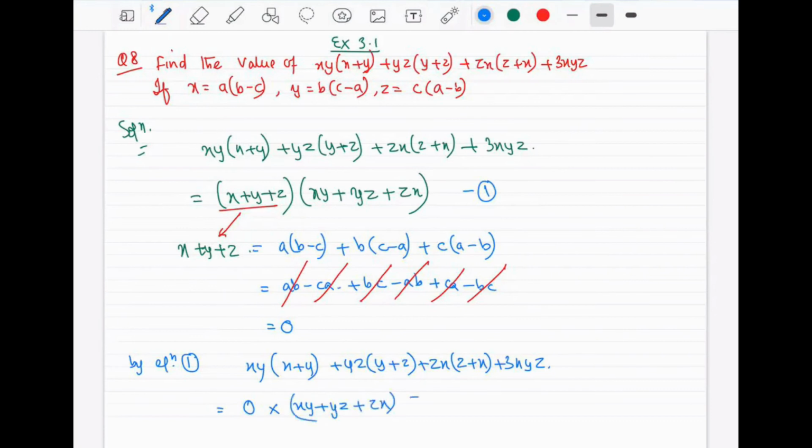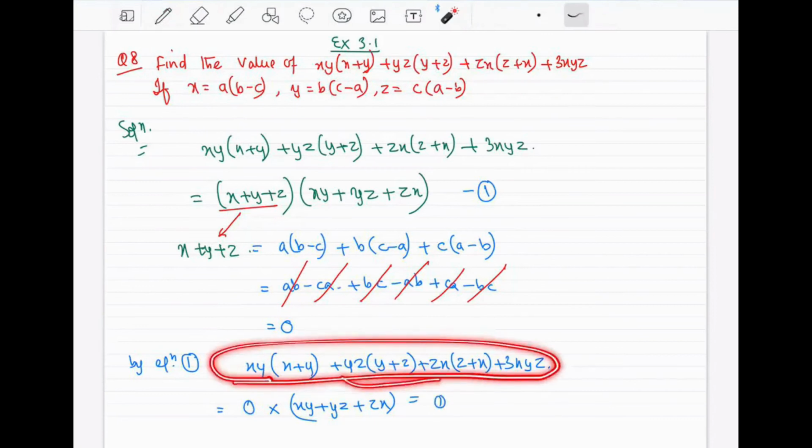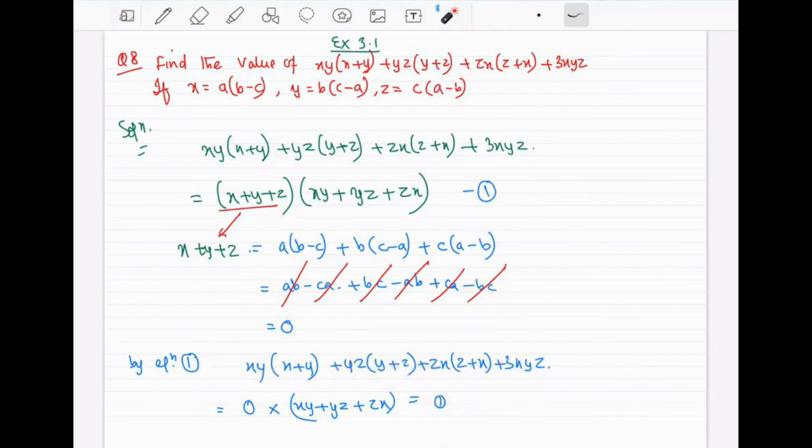So what's the final value? 0 multiplied with anything is 0. Question 1 is to find out the value of this portion right here. We have found it out. What did we obtain? We obtain 0. Okay, so it's a very easy one.